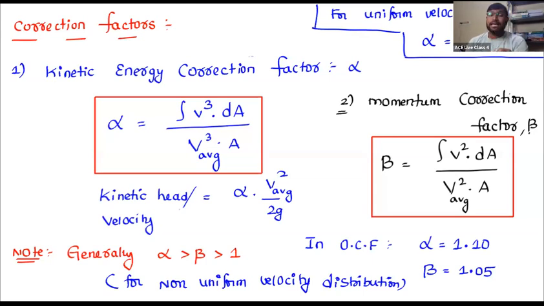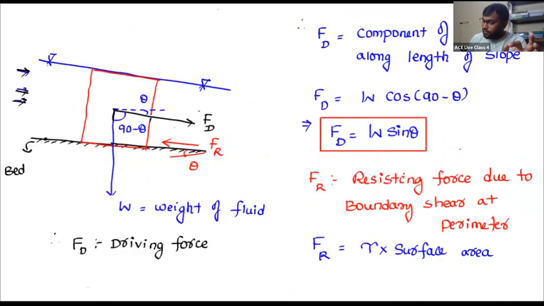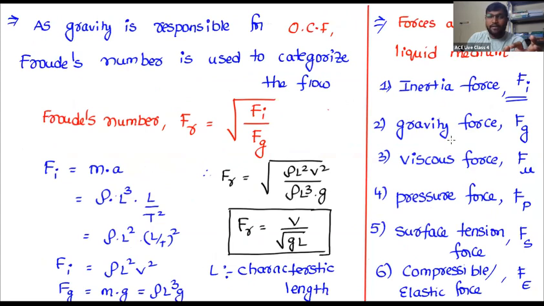Point number 3. In the case of open channel flow, which force is dominant? Gravity force is going to be dominant. I explained that clearly yesterday. Whereas in the case of pipe flow, which force is dominant? Viscous force is dominant. That is the reason why in open channel flow, I use Froude's number. In pipe flow, you are going to use the Reynolds number, not Froude's number. So open channel flow is also known as a gravitational flow, whereas pipe flow is a viscous flow.